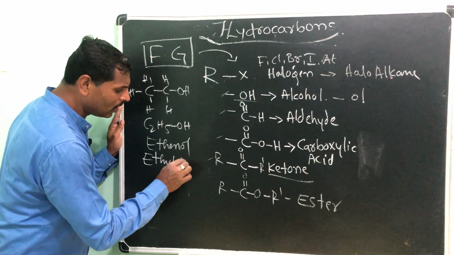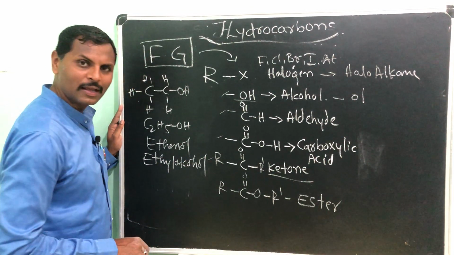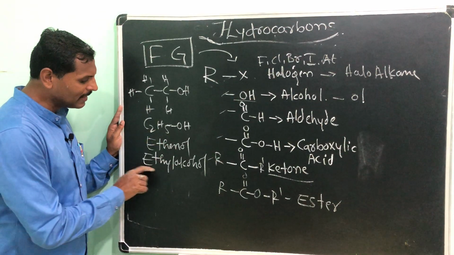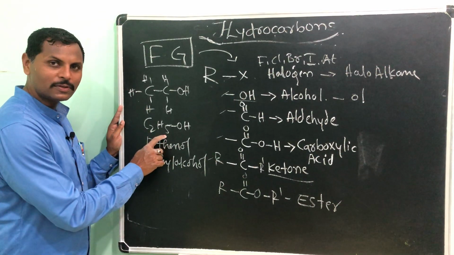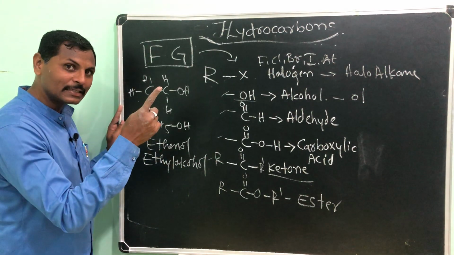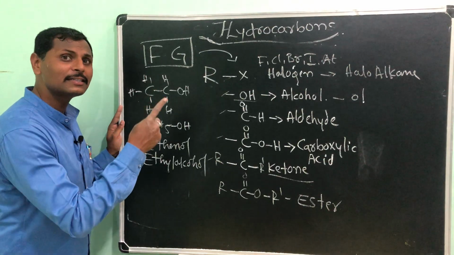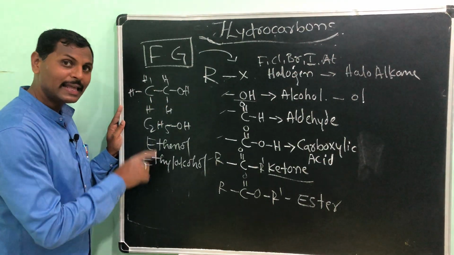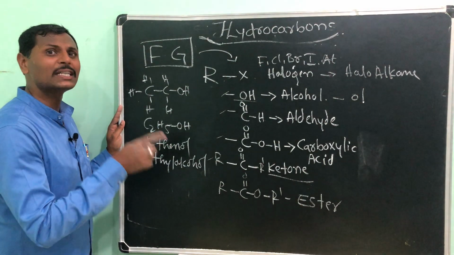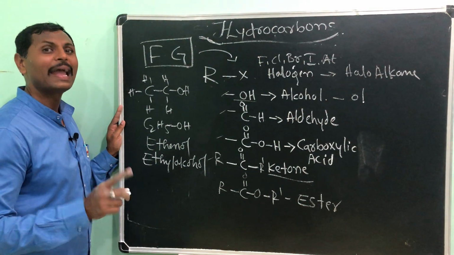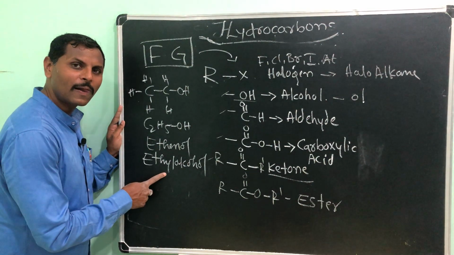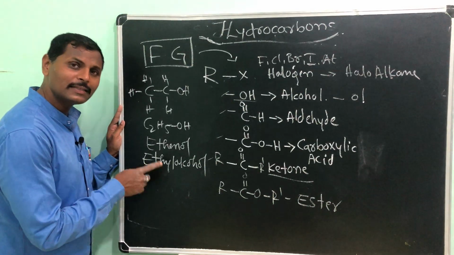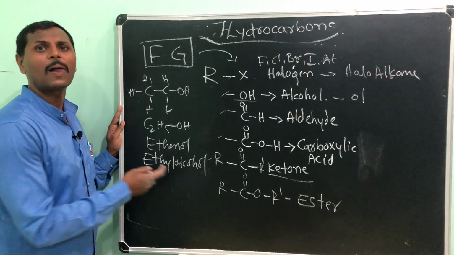Commonly we call it ethyl alcohol. As I told you, alkyl group, ethyl, alkyl group. Alkane is C2H6. Ethane is C2H6. Here ethyl means alkyl group, C2H5, 1 hydrogen less than the alkane, that is ethyl. That is the alkyl group, ethyl alcohol.